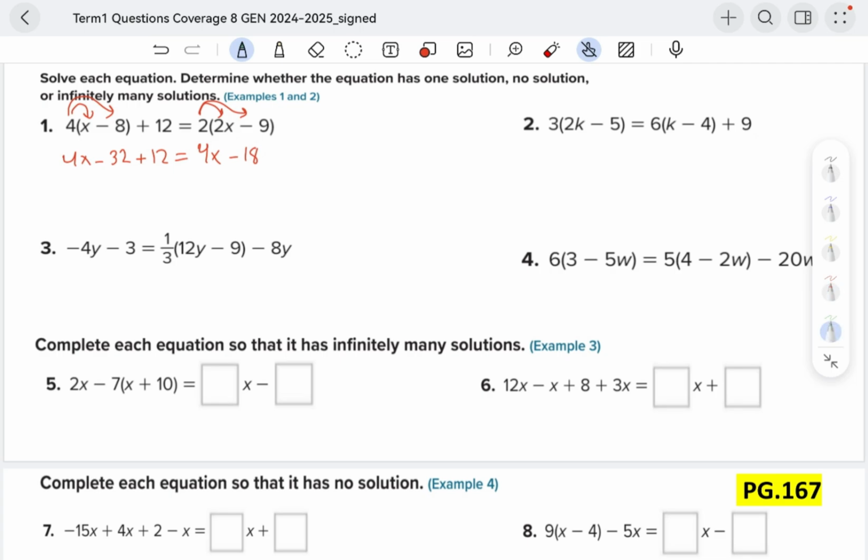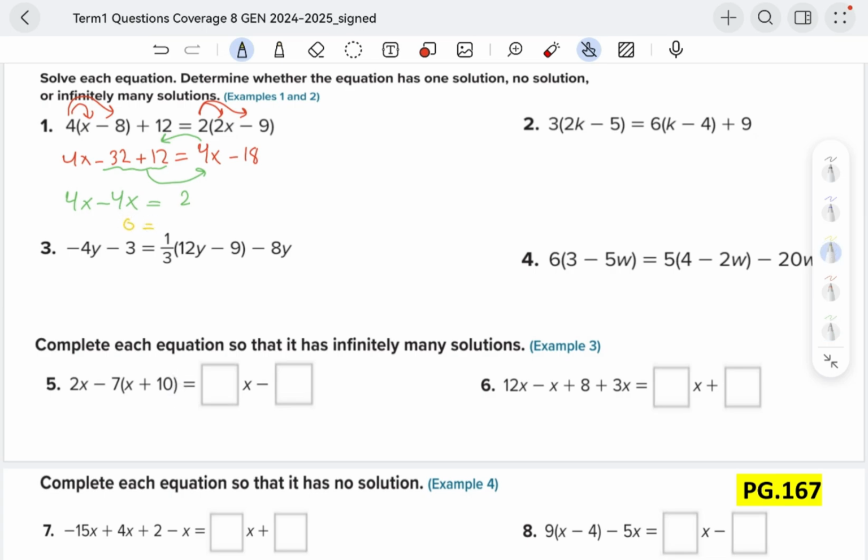Move the variable to one side of the equation and the constant to the other side of the equation. The 4x, I'm going to move it to the left. This, I'm going to move it to the right. 4x minus 4x equals negative 32 plus 12. This is a negative 20. And when we move it to the other side, it will be positive 20. 20 minus 18 is 2. 4x minus 4x is 0.